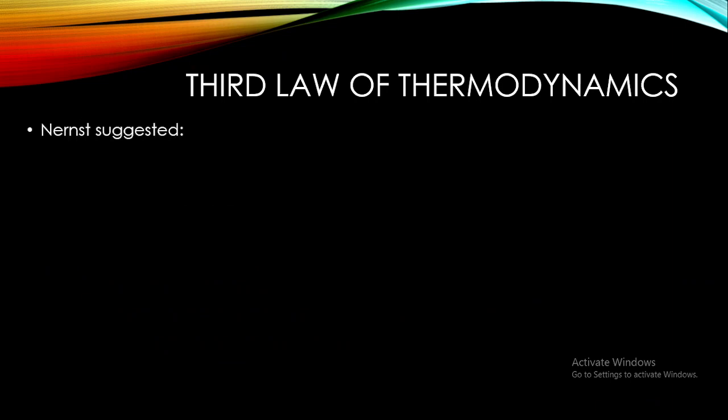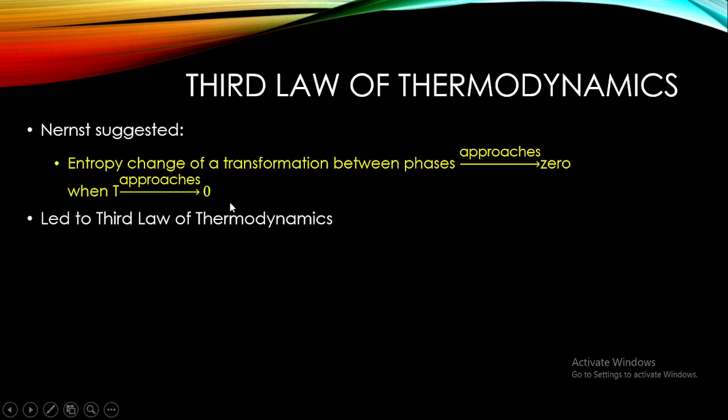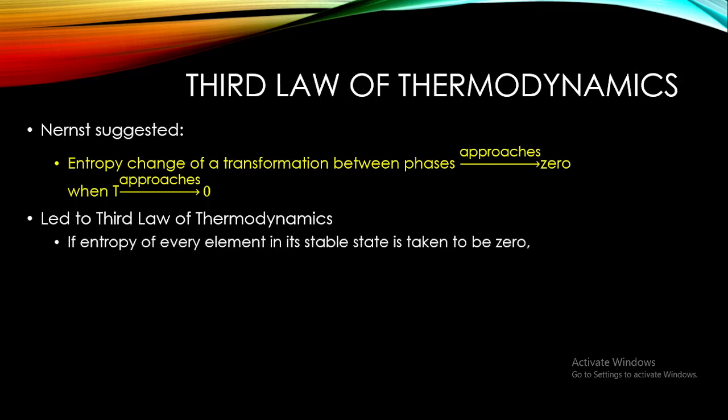So, as we have discussed, the third law of thermodynamics as suggested by Nernst states that the entropy change of a transformation between phases approaches zero as the temperature approaches zero. That means there is no change in entropy when the system is stable. Even if there is a transformation at a transition temperature at 0 Kelvin, there won't be any appreciable change in entropy. So this led to stating the third law of thermodynamics, which means that for every element in the stable state, the entropy can be taken to be 0.